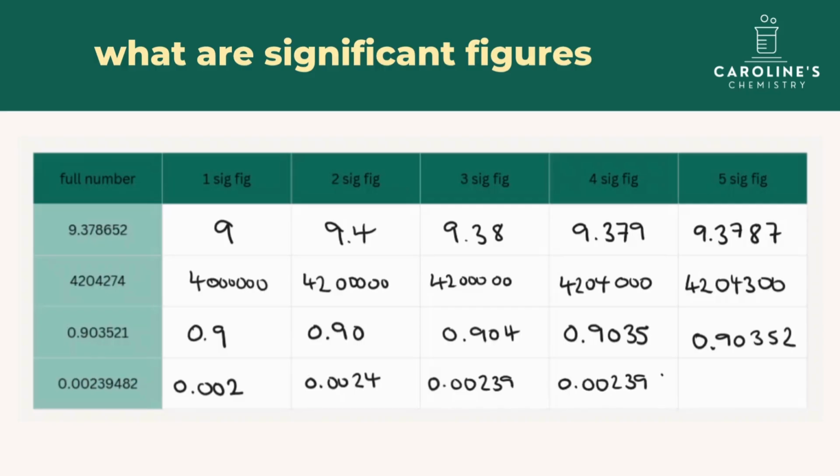Then we have 0.002395, because it was 48, so we have to round up to the 5. And then finally, 5 sig figs, 0.0023948, rounding down from that final 2 next door.